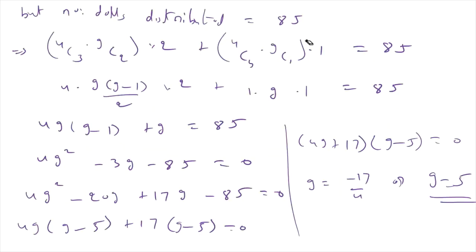But we know the exact number. The exact number is going to be 85. Therefore, we have this equation. 4 choose 3 times G choose 2 times 2 plus 4 choose 4 times G choose 1 times 1 is equal to 85. So if you simplify, you will have this quadratic equation. For this quadratic equation, you have these two as roots. But here G stands for number of girls. Number of girls cannot be negative or a fraction. Therefore, G has only one option, that is G is equal to 5. Therefore, the number of girls in the class is going to be 5. With this, we have completed permutations and combinations.